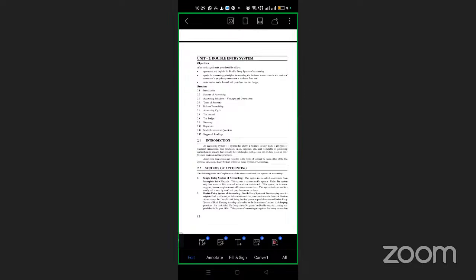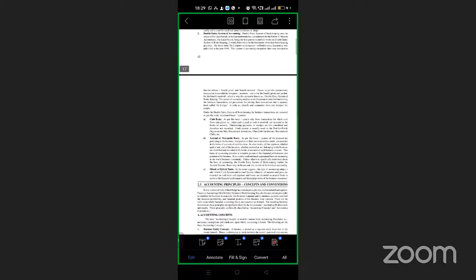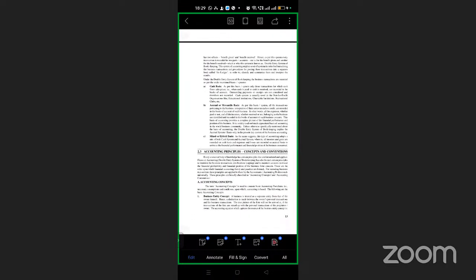This is called the double entry system, where there will be two effects. One is the giving effect and the other is the receiving effect. That is called the double entry system.